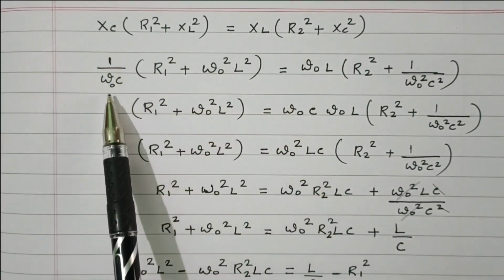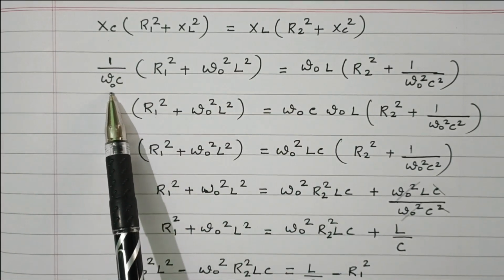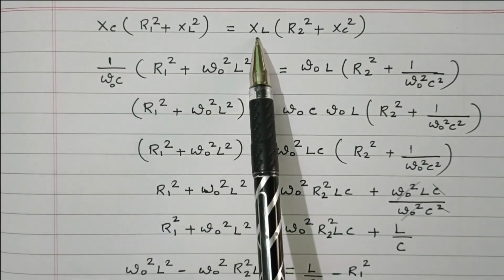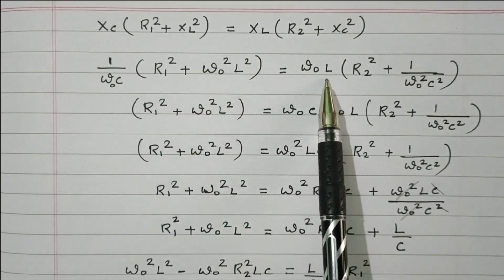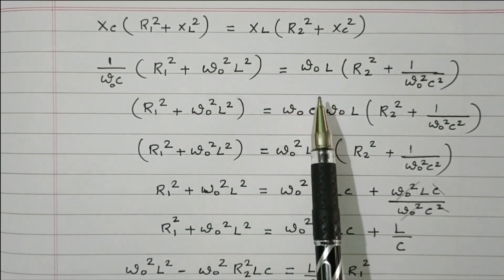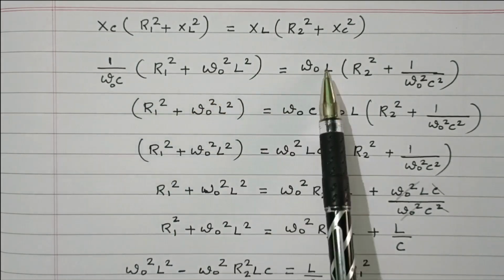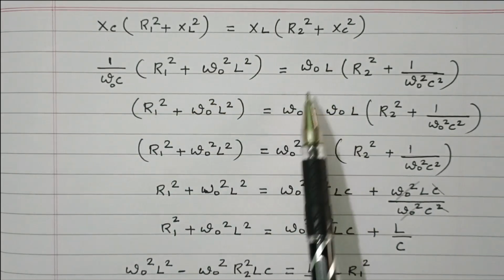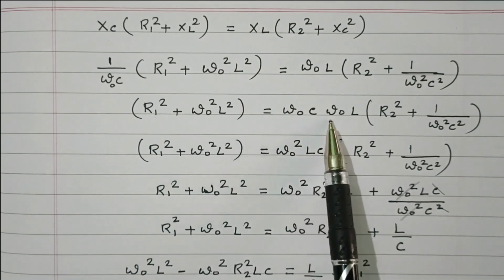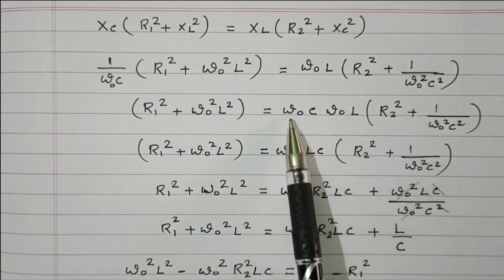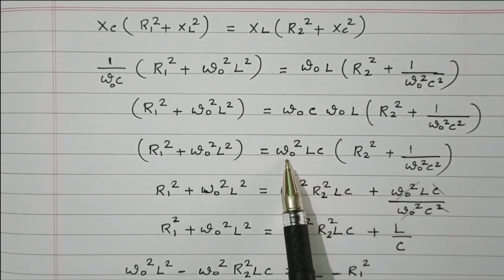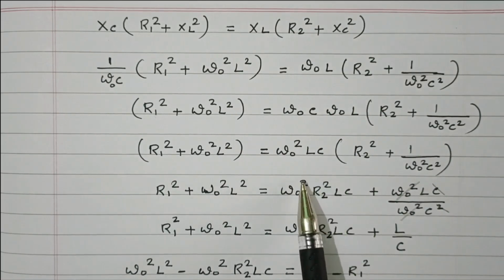We note that Xc is 1 divided by omega naught C, the resonant frequency. Similarly, Xl is omega naught L, right? So these two terms are now. Now bring this omega naught and C from that side to the numerator. So that is omega naught C, omega naught L, and this term. This omega naught is available 2 times, omega naught square LC, right?